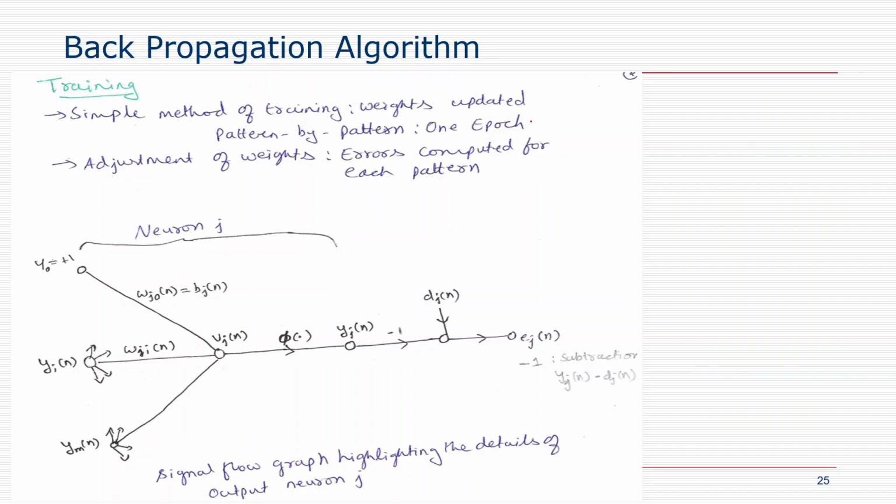Now we have to learn how to update the weights. That is, the adjustment of the weights is based on errors computed for each pattern, that is, each training example. We'll consider the neural network structure as shown here.